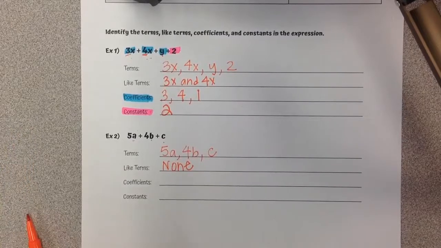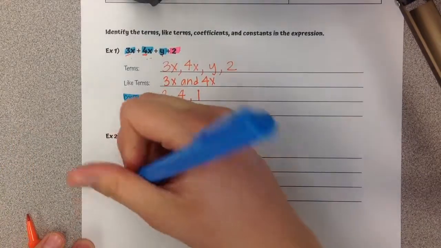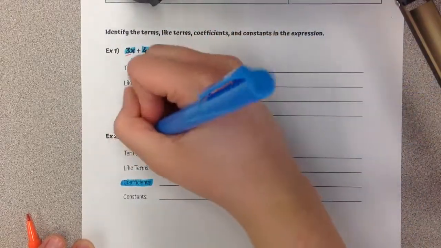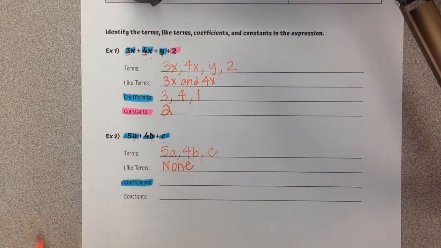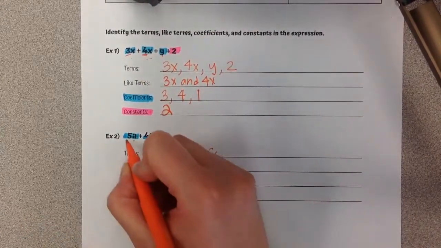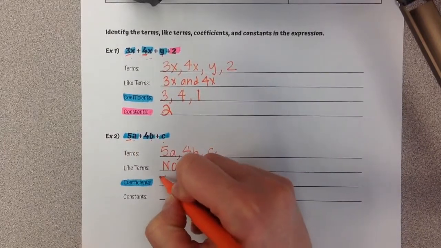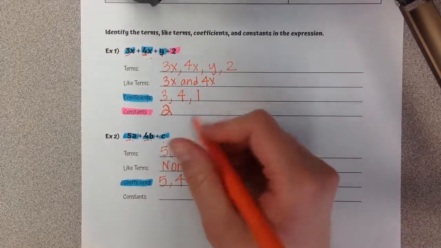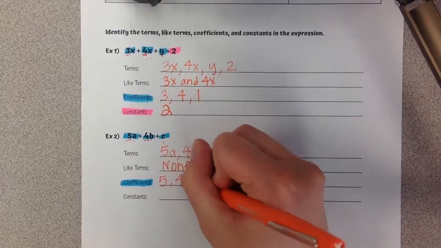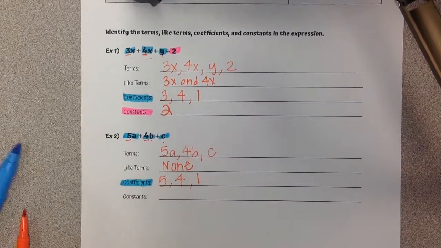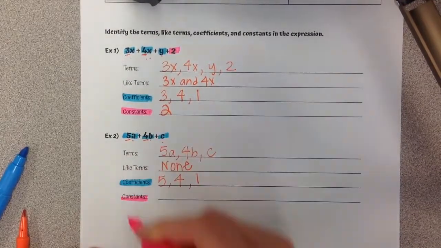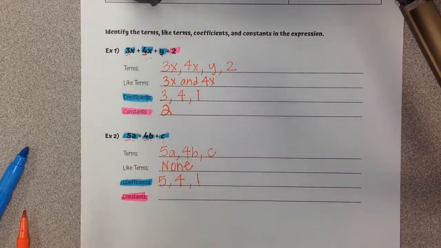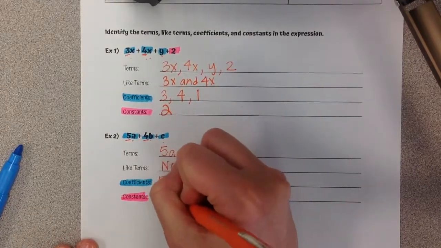Coefficients. So I'm looking for the numerical part of the term that contains a variable. So to start out, I'm just going to highlight all of my terms that have variables. Have an a, b, and c. My coefficient is just the numerical part. So I have 5a, so 5 is my coefficient, 4b, 4 is my coefficient, and since c is standing alone, that means 1 is my coefficient. Now I'm going to look for constants. Constants are any number that's not with a variable. We've already highlighted everything with the variable. There's nothing left, which means I have no constants.